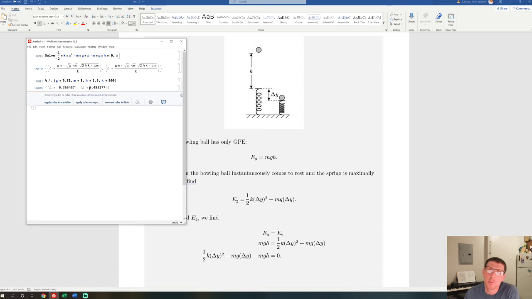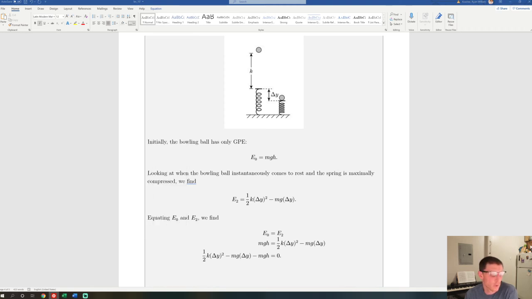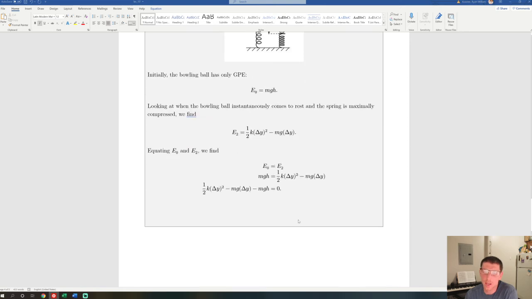And I would suggest that because of the way we wrote our equations, the positive solution here is the one to choose, because it corresponds to our decision to think of delta y as being a positive number in and of itself, right? So you should find that it's approximately, let's say, 0.48 meters of compression of the spring. Cool. Okay, let's move on then.